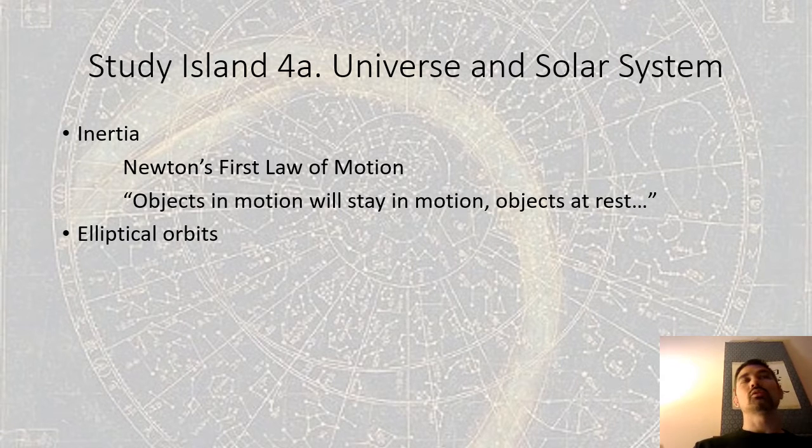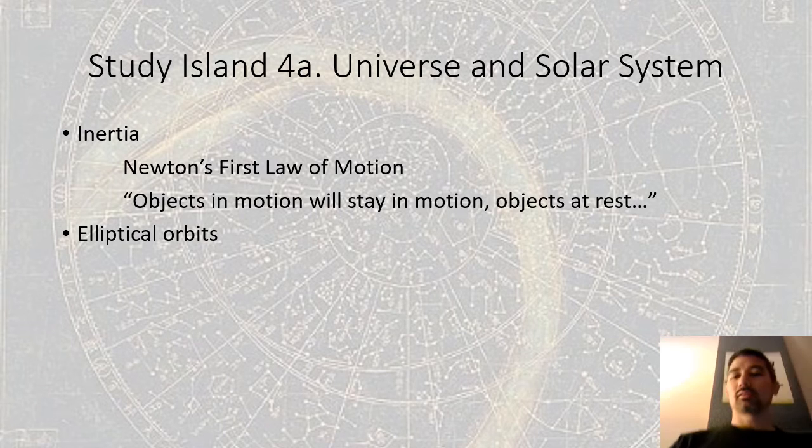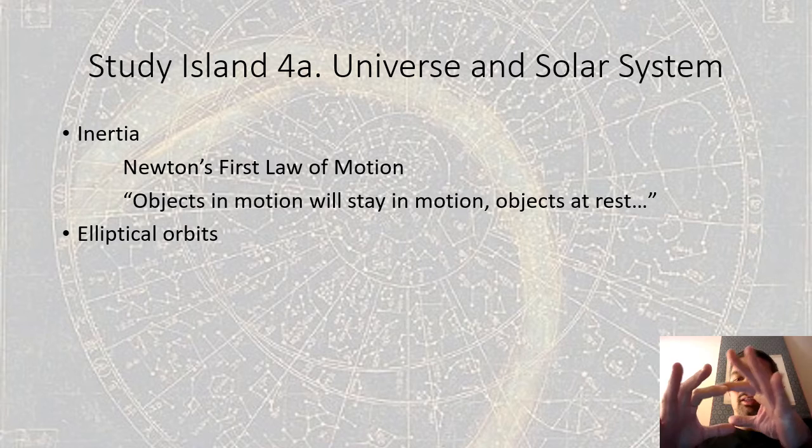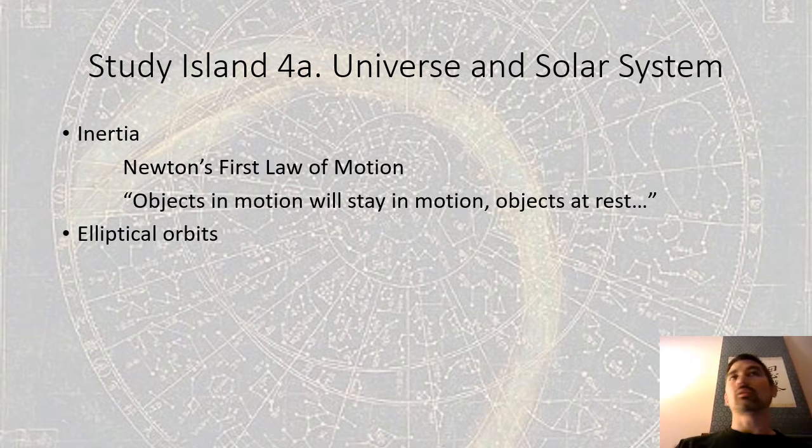So inertia really accounts for the way the planets move around the sun. So you have basically two forces that are kind of combining to give us what we call an elliptical orbit. And an ellipse is just basically a circle that gets sort of stretched out. So let's talk about elliptical orbits.